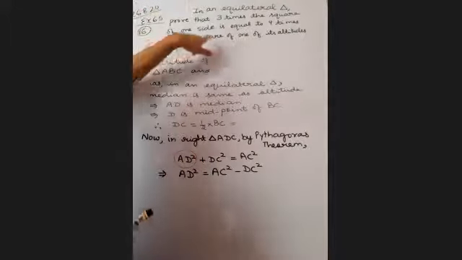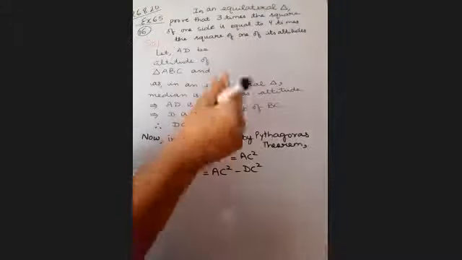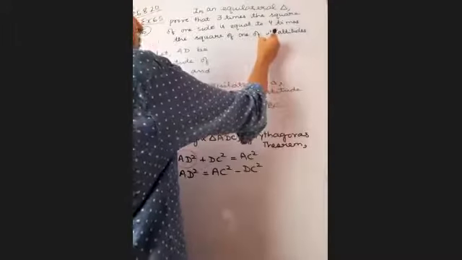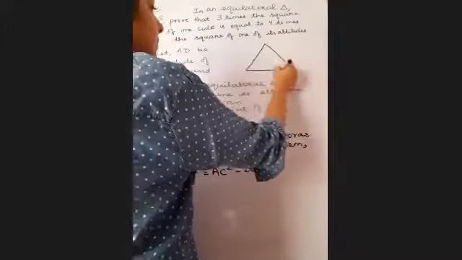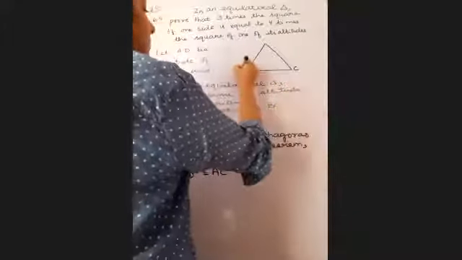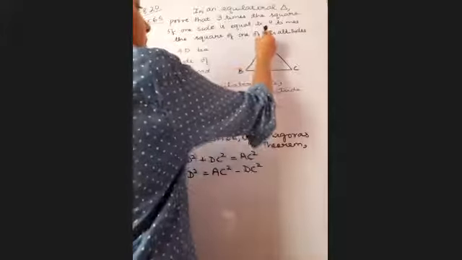Yes, children. In an equilateral triangle, prove that 3 times the square of one side is equal to 4 times the square of one of its altitudes. So here also we are talking of the altitude in an equilateral triangle, like question 6. So what I am going to do is first draw an equilateral triangle. Let ABC be an equilateral triangle.